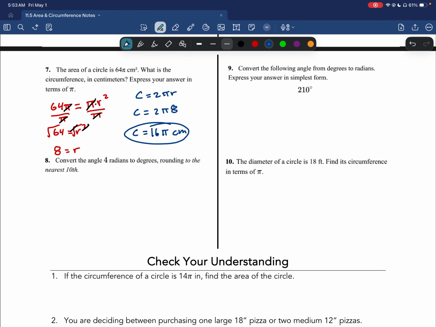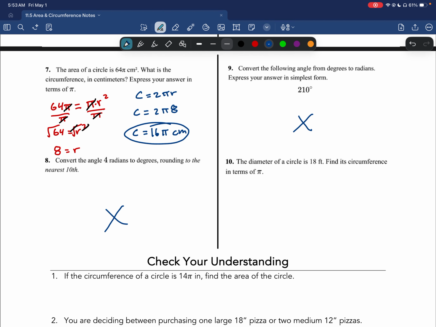In this class, we're not going to be converting radians. I was going to take these questions out and I just forgot to do it. So you can just go ahead and skip those two questions.